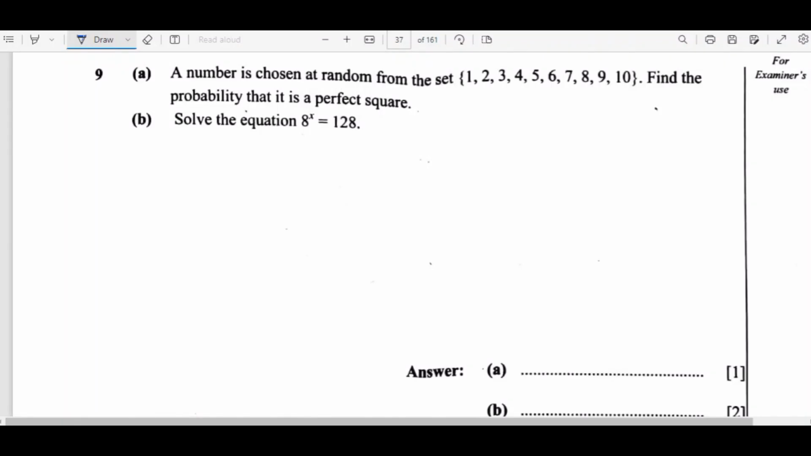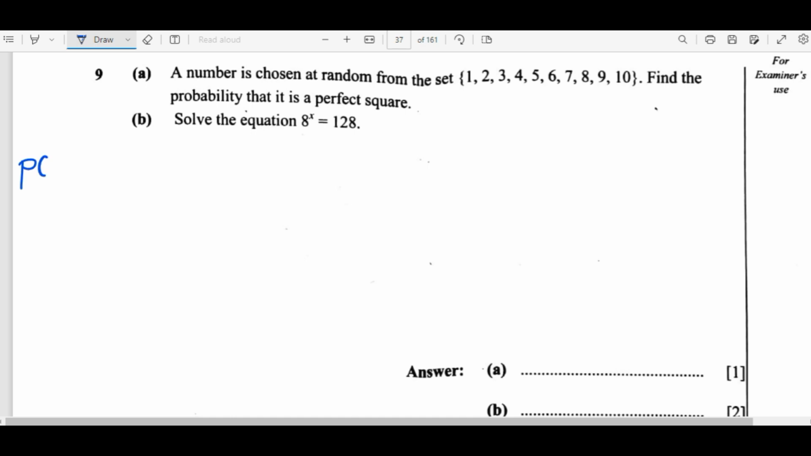Welcome folks, this is a continuation of Mathematics Paper 1 for the year 2019, and this paper was written by the internal candidate. So we have question 9a. A number is chosen at random from the set. We have numbers 1 up to 10. Find the probability that it is a perfect square.